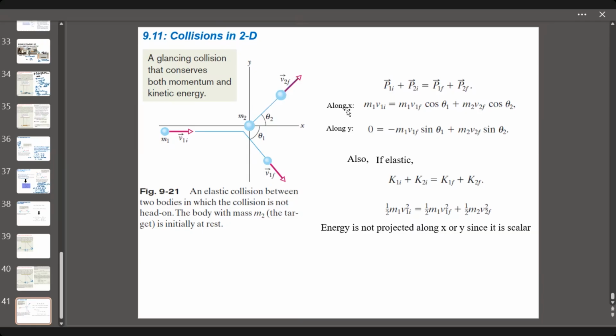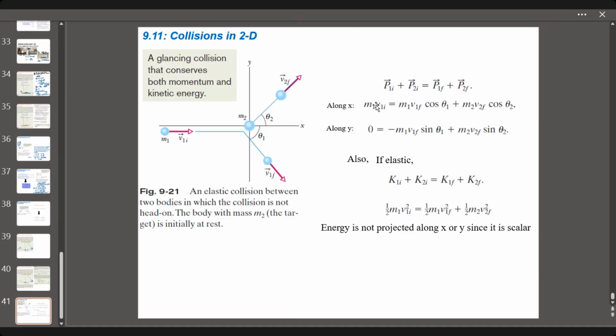So I will project along x. If you project along x before the collision, m1 was already along x. So I'll put v1 initial as it is in the equation. m2 is stationary, so it will have no speed. After the collision, v1 is deflected downwards, so I'll put m1 v1 final times cosine theta 1. I'll check the angle that v1 makes with the x-axis. I'll make a similar study for v2. v2 makes an angle theta 2 with the x-axis, so its x component will be v2 final cosine theta 2. This is my conservation law along the x-axis.